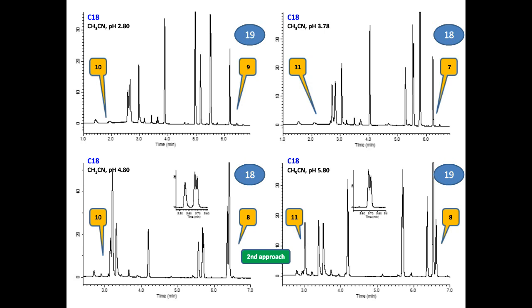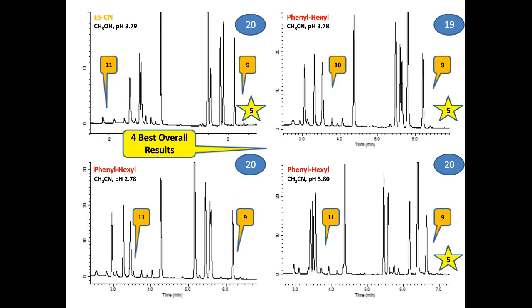To make a long story short, these ended up being the combinations that looked the best of all of the combinations that were run. 2 of them were at pH 3.8, one with the ES-cyano and one with the phenylhexyl with acetonitrile. The one with the cyano column was with methanol. And the bottom 2 were phenylhexyl at 2.8 and phenylhexyl at 5.8.